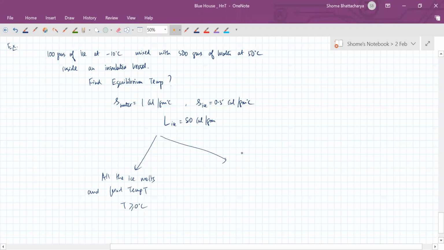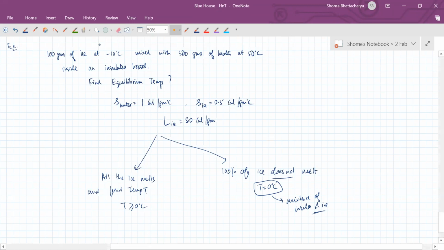Whereas the other possibility is that there isn't sufficient heat available to make all the ice melt. So 100% of ice does not melt, and the final temperature remains 0 degrees C. So at 0 degrees C, we have a mixture of water and ice. So first thing we have to understand is which of these two cases is happening.